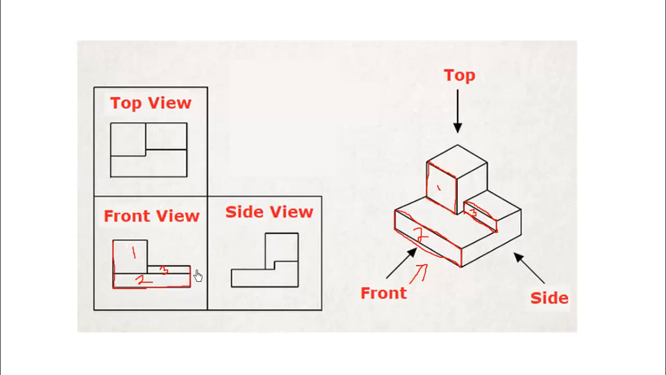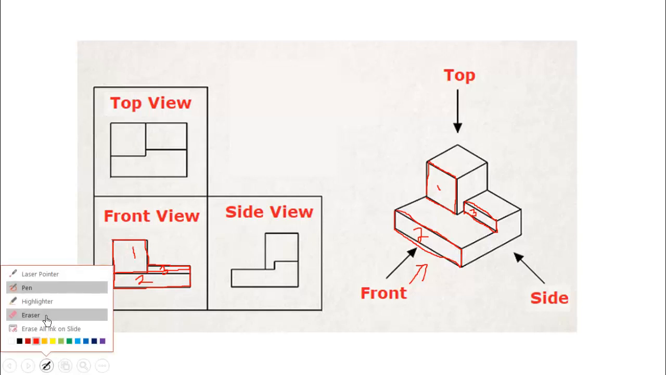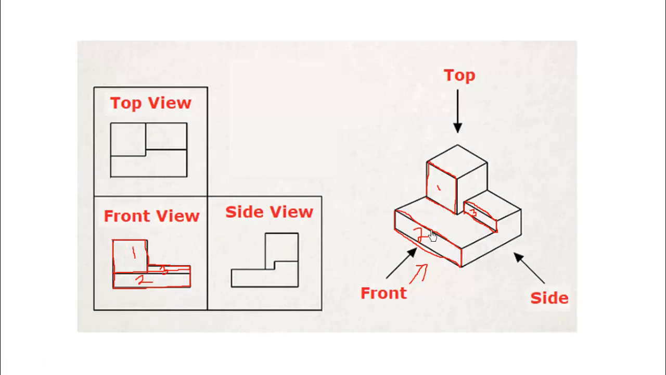These are the edges which have been shown by the object line, and the intersections or the corners have also been represented by the object line. So this is how the front view will look. Now we'll see the side view. Before showing the side view, I'll erase these things so that no confusion will be created.